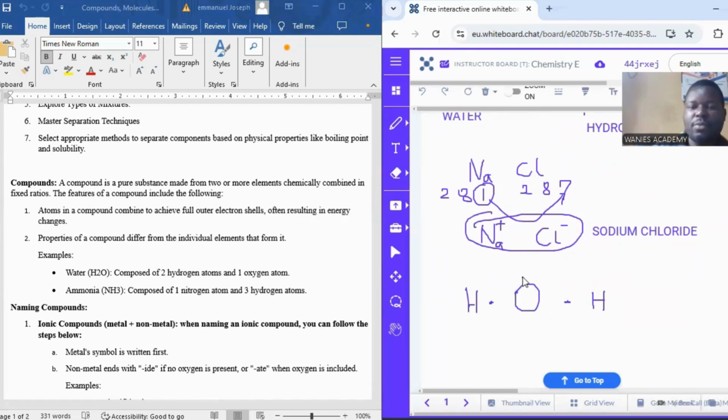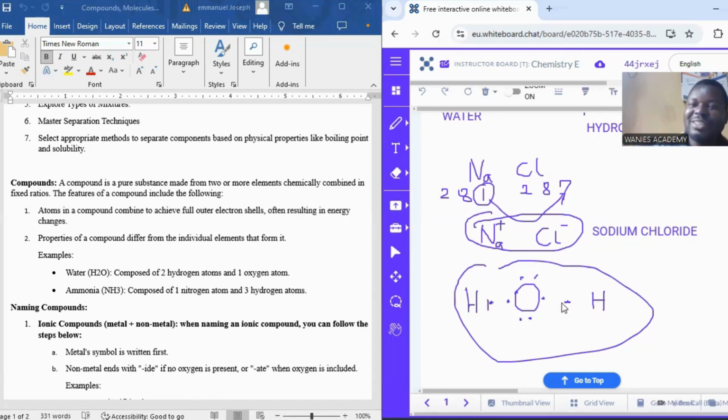Okay, and that should be 1, 2, 3, 4, 5, and 6. So we'll bring this compound together. We'll bring them together. You get what we call your Venn diagram. Okay, so now you have your hydrogen bonded to oxygen, and the hydrogen here also bonded to oxygen.